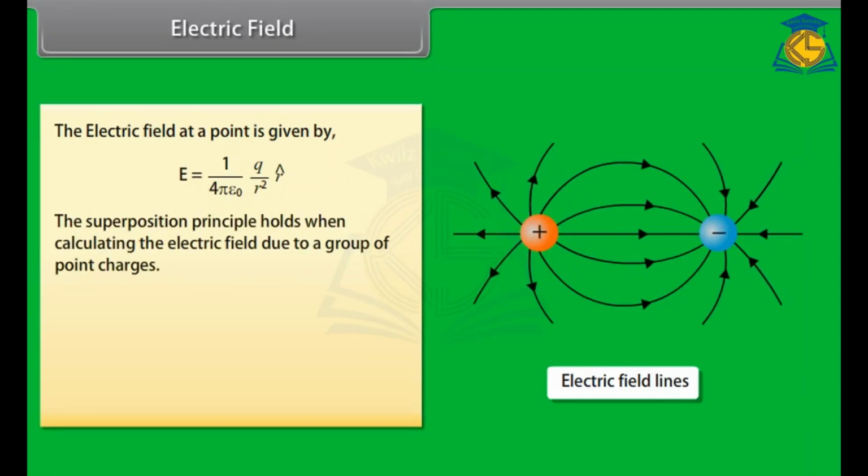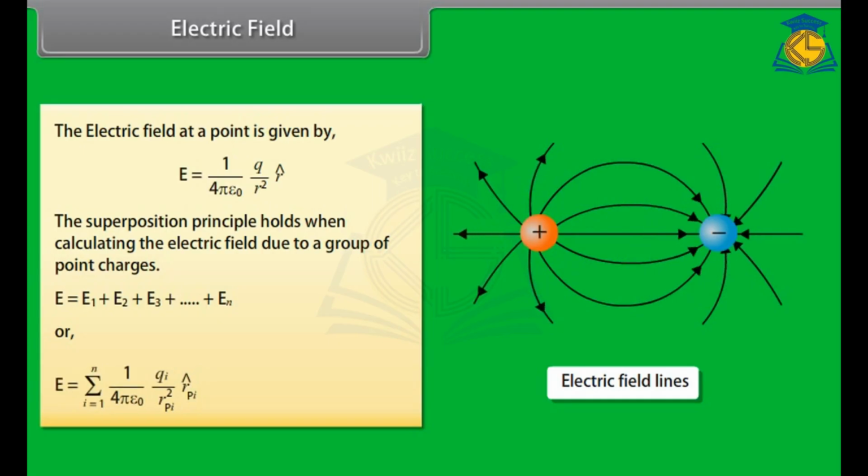The superposition principle holds when calculating the electric field due to a group of point charges. E = E1 + E2 + E3 and so on till En. This equation can be written as E = summation from i = 1 to n of 1/(4πε₀) × Qi / r_Pi² r̂_Pi.